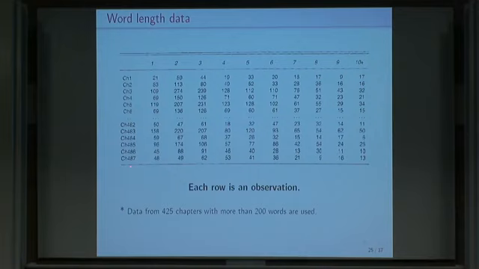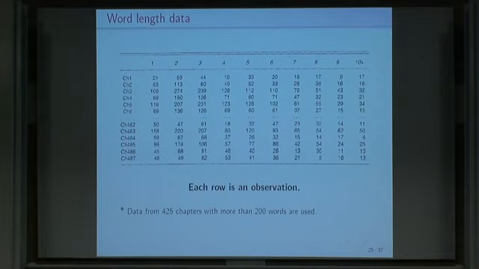There are in total 487 chapters. Actually, some chapters are very short. For example, some chapters have fewer than 200 words. So we just discard these chapters. We only look at the 425 chapters with more than 200 words. And so here is just count data. Each row is a vector of counts.